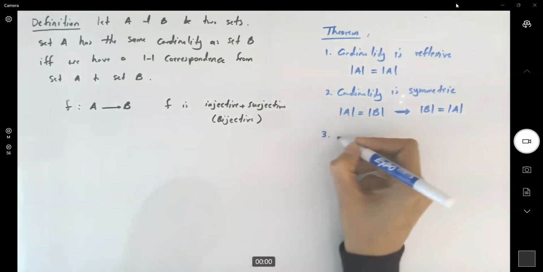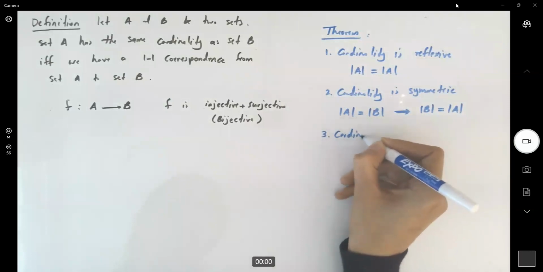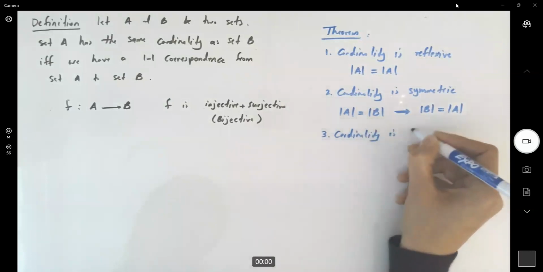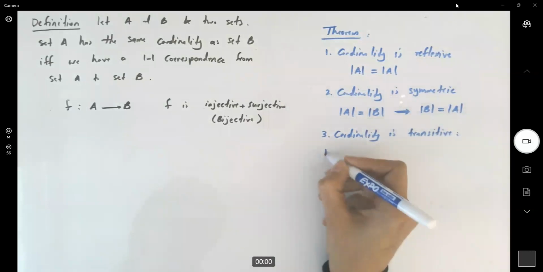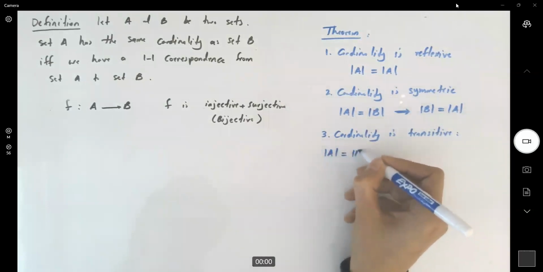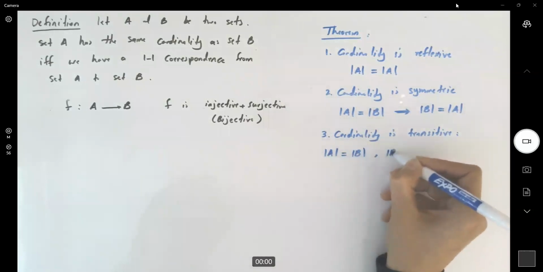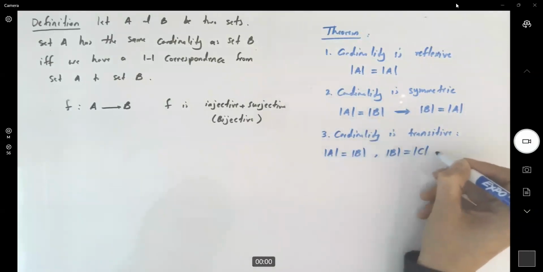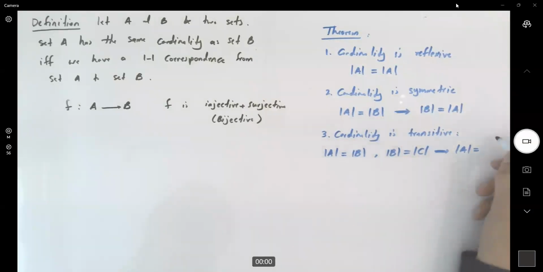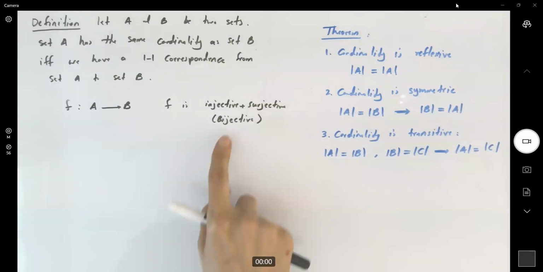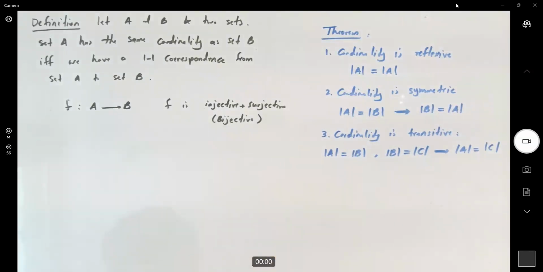And finally, cardinality is transitive. It means that if the cardinality of A is equal to the cardinality of B, and the cardinality of B is equal to the cardinality of C, then the cardinality of the first set and the last set must be the same. You can find those bijective functions.